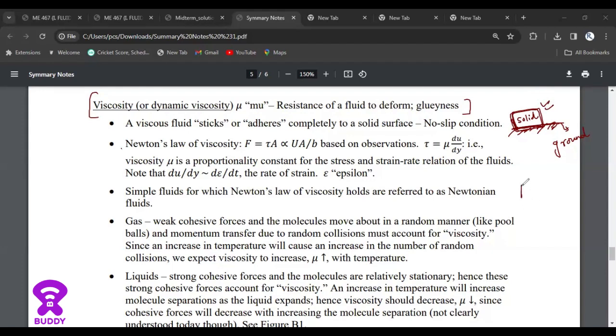Same if I take one fluid element and a second fluid element, moving with velocity v1 and velocity v2, where v1 is more than v2. What will happen? Again, a resisting force will be developed. But in the fluid, we don't call it friction force, we call it viscous force. And it is happening because of one property called viscosity, which is denoted by mu. In the solid surface we have the coefficient of friction, but here we have the important mu.